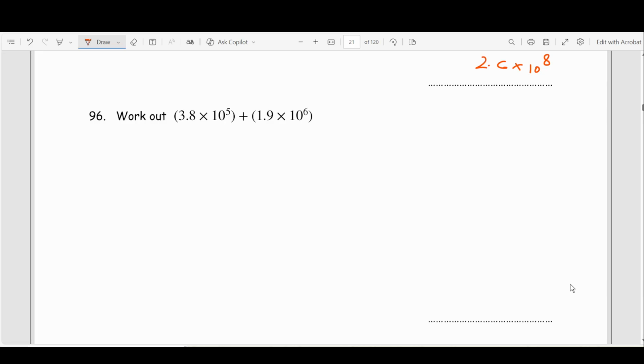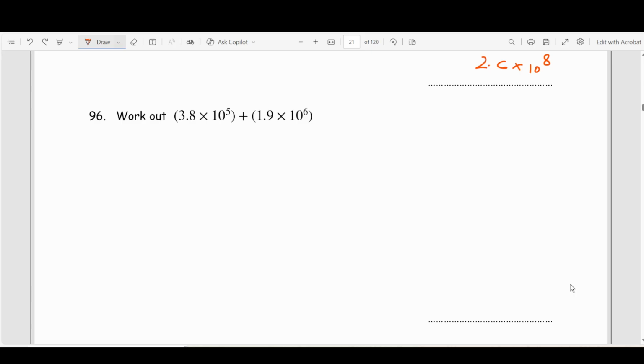Now let's see how we work this out. How do we add standard form? They both have a different power of 10. One has 5 and the other has 6. So the first step is to make the power of 10 the same. These two should be the same. How do we do this?